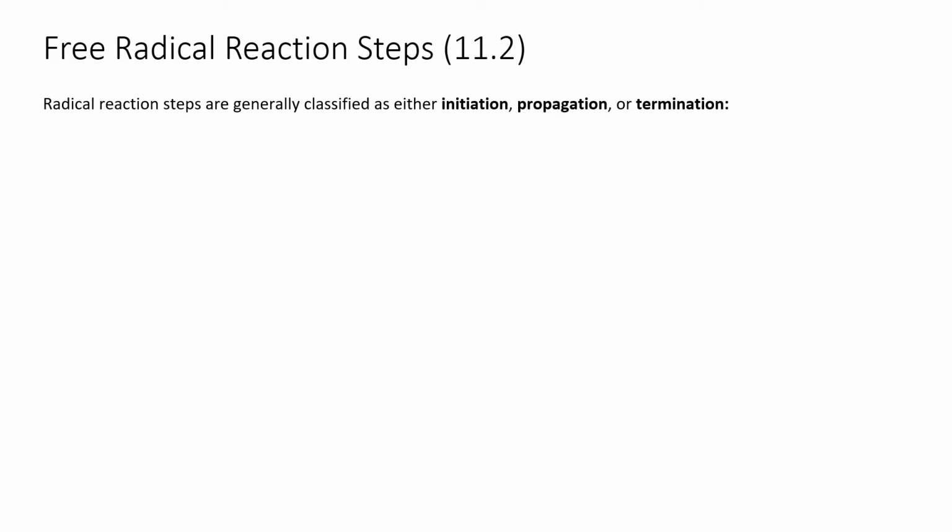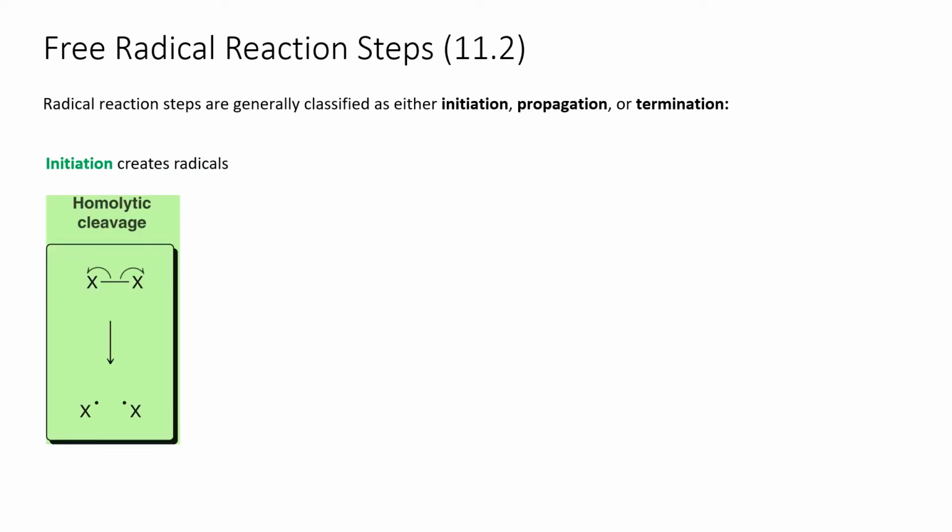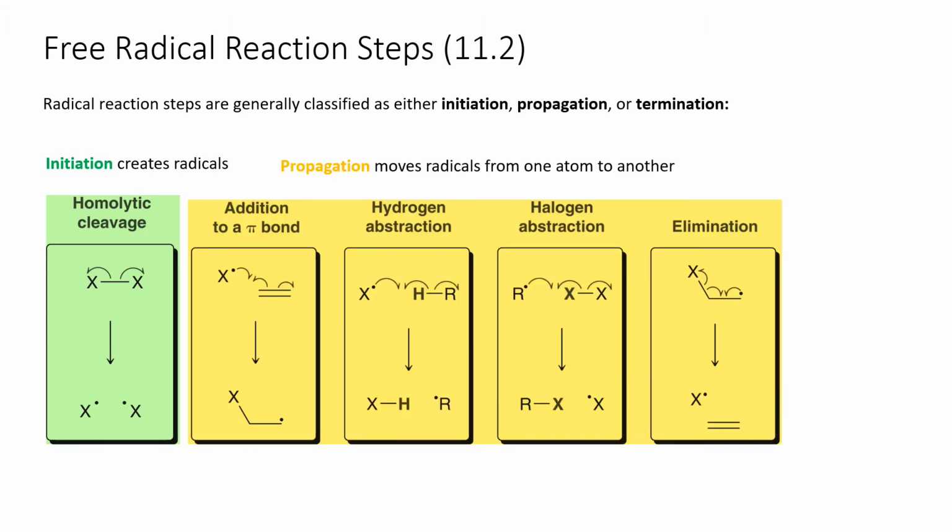Free radical reaction steps are generally classified as either initiation, propagation, or termination. So in order for us to create a radical, we must have that initiation step. And so that begins with homolytic cleavage. So the initiation either begins with heating chlorine or bromine, or shining light on it, using irradiated light.